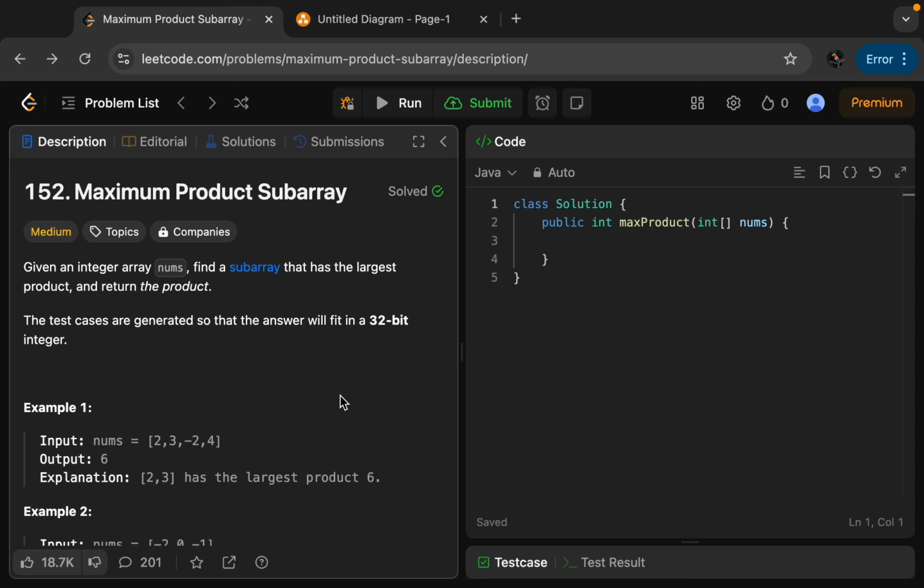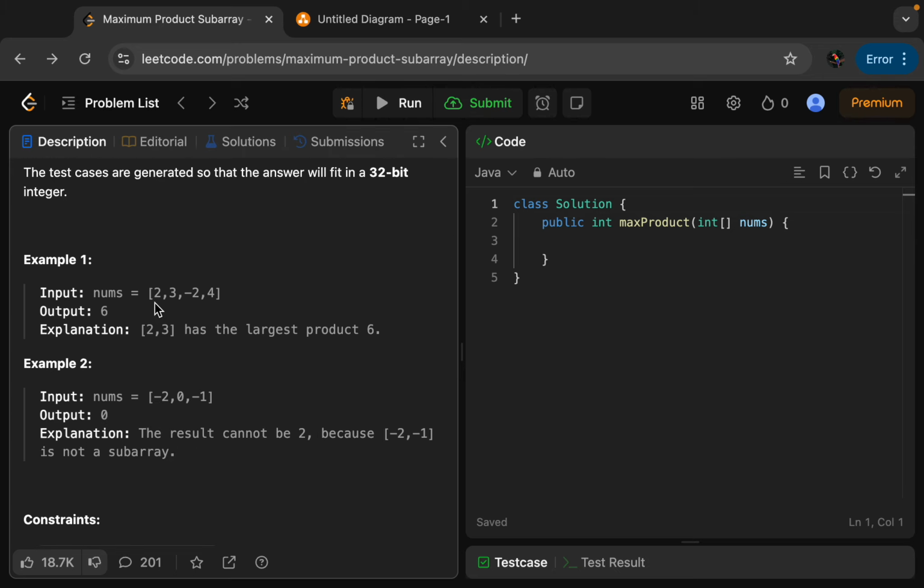Hello everyone, in this video I am going to explain the problem that is maximum product subarray, and I am also going to explain the solution of it. The problem statement is that we are given an integer array and we need to find the subarray that has the largest product, and we simply need to return that product.